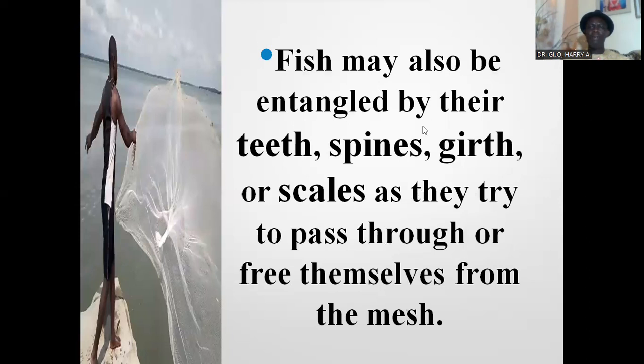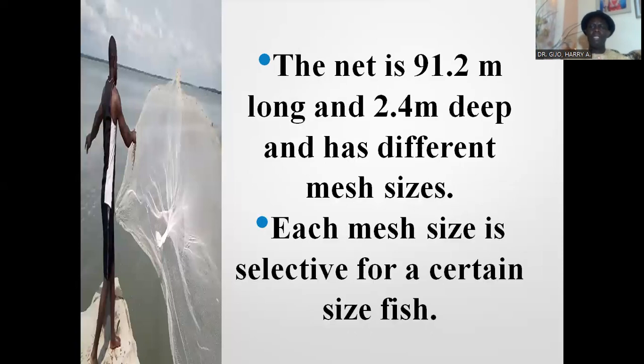The fish may also be entangled by their teeth, their spines, the girth, or scales as they try to pass through or free themselves from the meshes. The net is 91.2 meters long and 2.4 meters deep and has different mesh sizes. Each mesh size is selective for a certain size of fish.